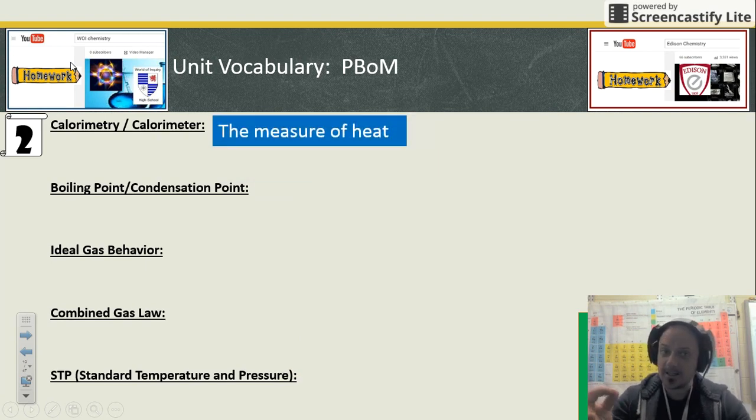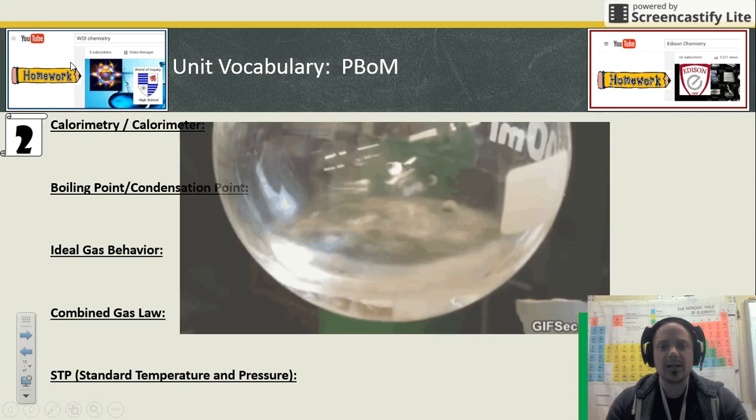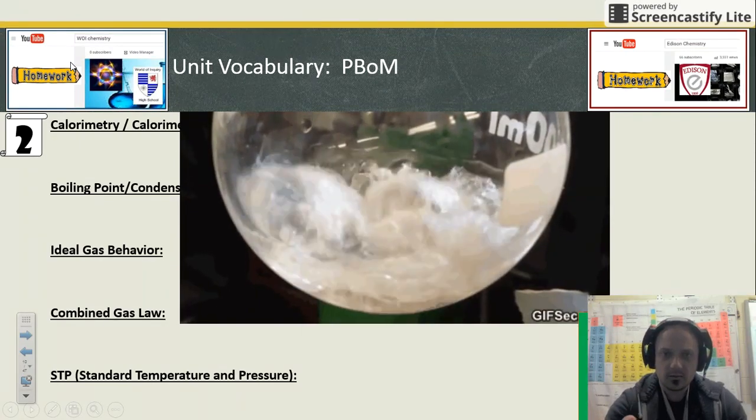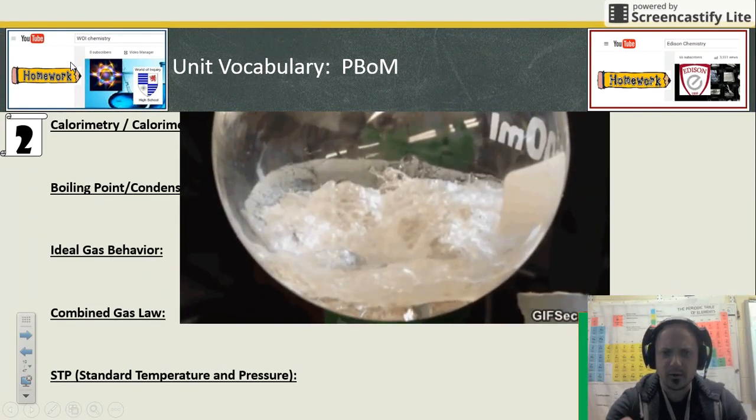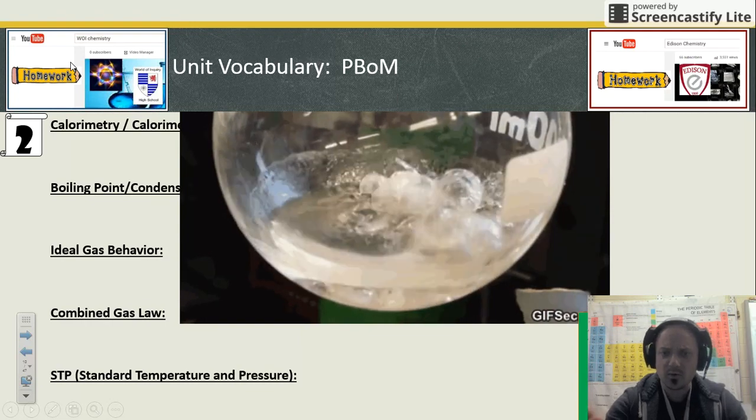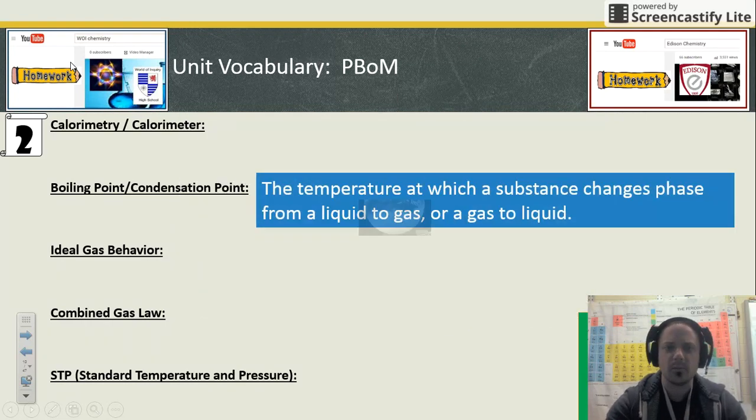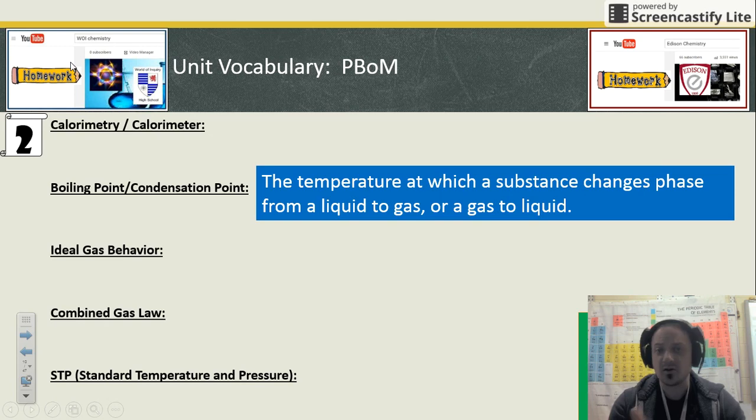It's measurement of heat. Boiling and condensation point. This is, well, that's a boiling point. There's some substance in there, so the water was boiling and left something behind. So let's check out boiling point. It's the temperature at which the substance turns from a liquid to a gas, or from a gas back down into a liquid. They're the same temperature, just like the melting and freezing point are the same temperature.